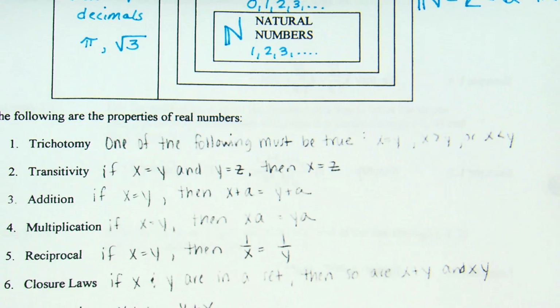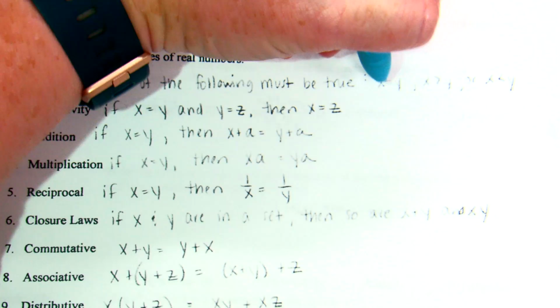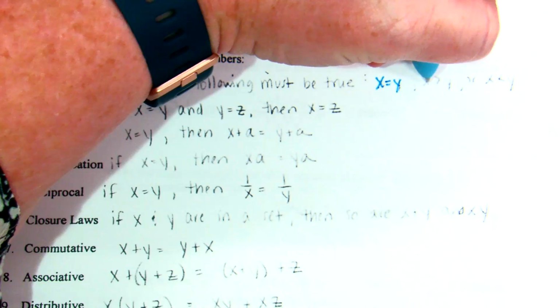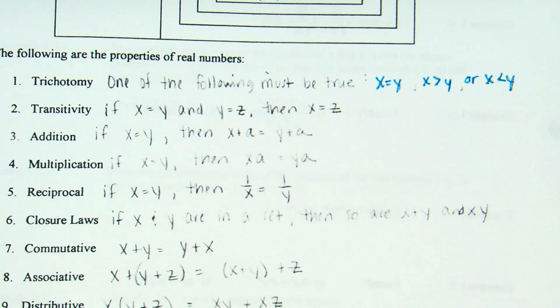Okay, so the first one there, well, this is where I have to go over what it says, isn't it? Trichotomy. One of the following, so basically given two numbers, one of the following must always be true. Either x equals y, x is greater than y, or x is less than y. Okay, that's called the trichotomy. That's pretty much self-explanatory though, isn't it? Given two numbers, they're either equal, the first one's bigger or the second one's bigger.